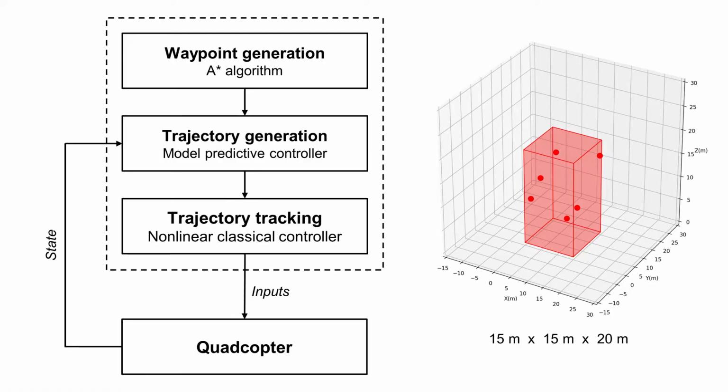First, we use the A-star algorithm to map a rough trajectory of waypoints for each quadcopter to hit the desired targets. Then, we use a model predictive controller to generate dynamically feasible trajectories between the waypoints. And finally, we use a nonlinear classic controller to track the trajectories. We simulate our controller with a simple rectangular building with 6 target points mapped by 2 quadcopters.